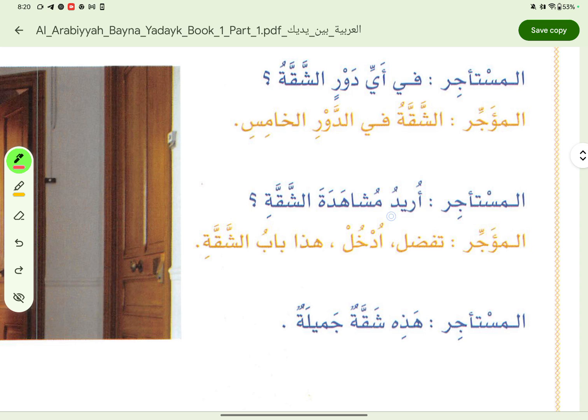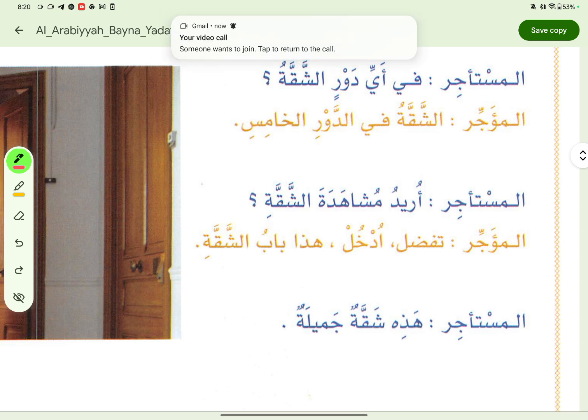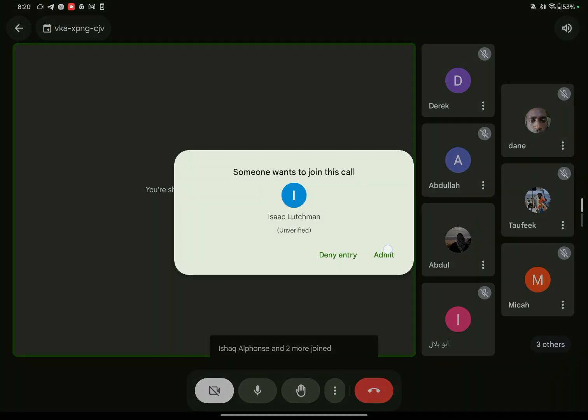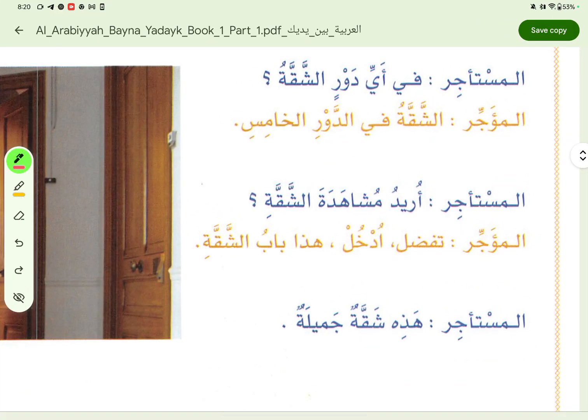Then we go here, uridu. This word comes again. Uridu means I want or I desire. Uridu mushahadat al-shaqqa. The word mushahada, it sounds familiar to anybody? What does it sound like? Shahada. Exactly. It sounds like shahada, because it comes from the same word.